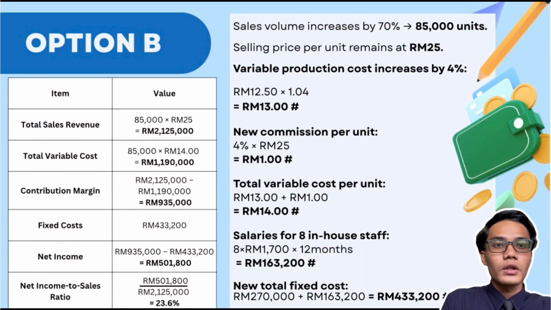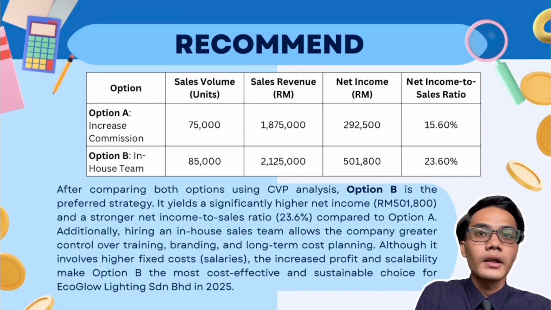For the new total fixed cost, we add 270,000 ringgit with 163,200 ringgit, which means we will get 433,200 ringgit. After comparing both options using CVP analysis, option B is the preferred strategy. It shows a significantly higher net income, which means 501,800 ringgit, and a stronger net income to sales ratio of 23.6% compared to option A.